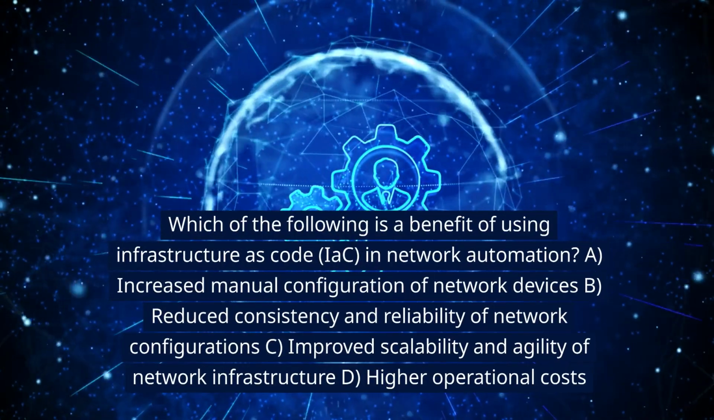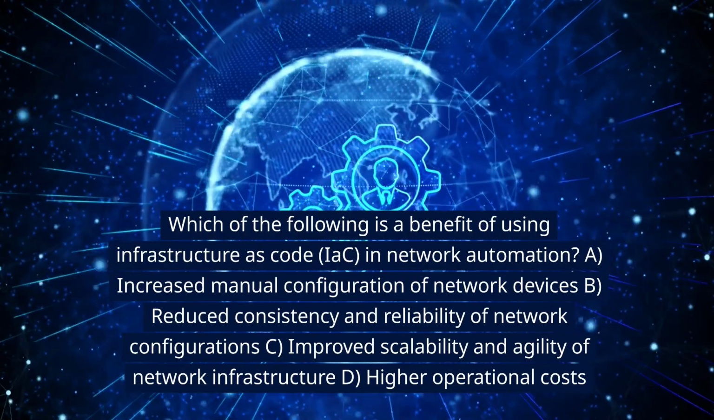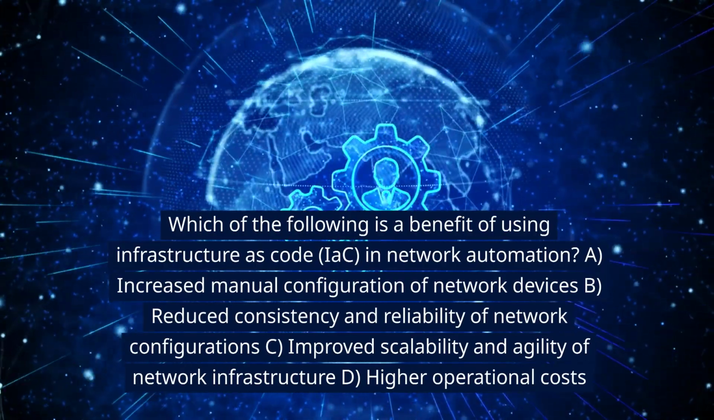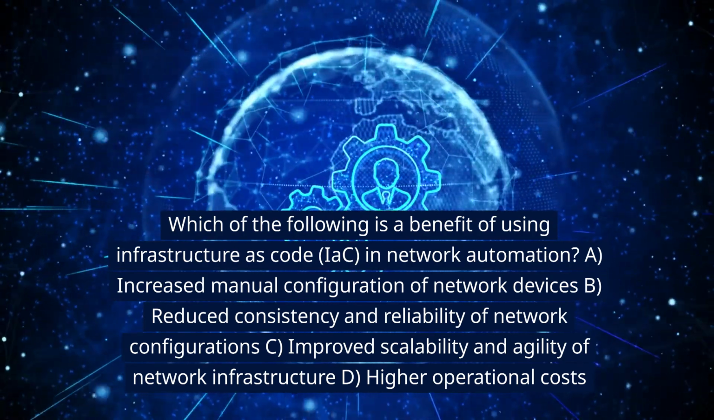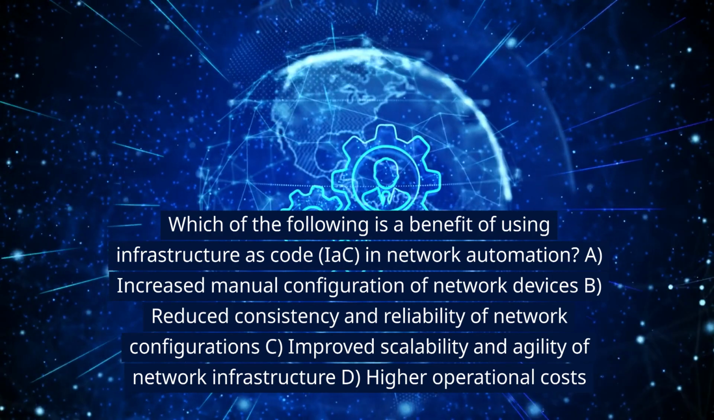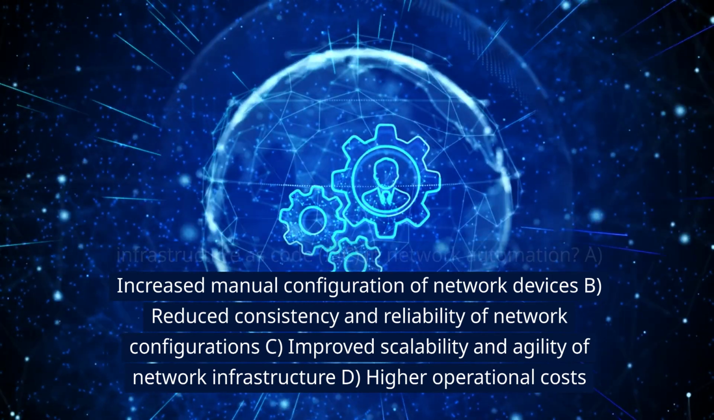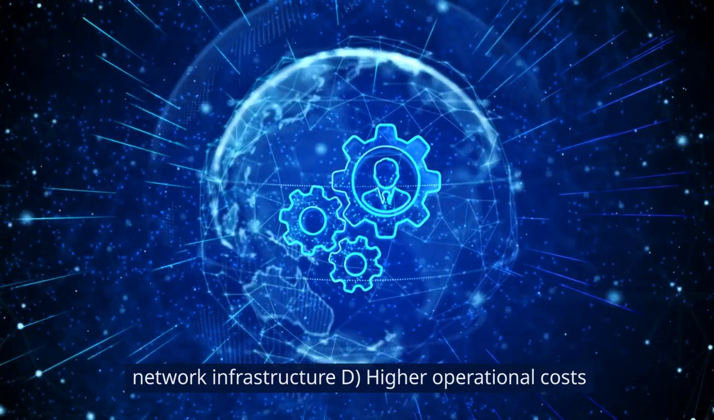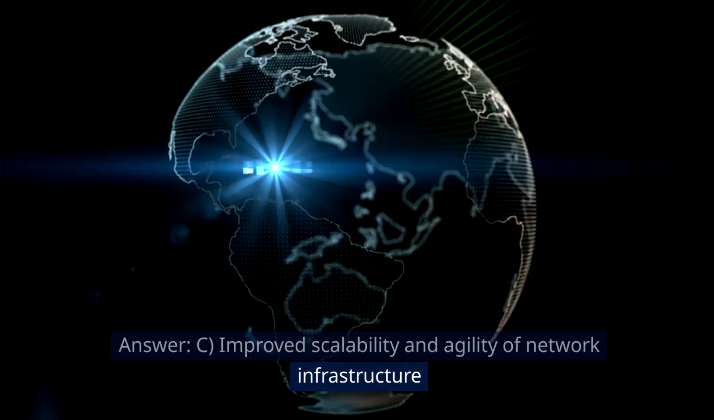Which of the following is a benefit of using infrastructure as code, IAC, in network automation? A. Increased manual configuration of network devices. B. Reduced consistency and reliability of network configurations. C. Improved scalability and agility of network infrastructure. D. Higher operational costs. Answer: C. Improved scalability and agility of network infrastructure.